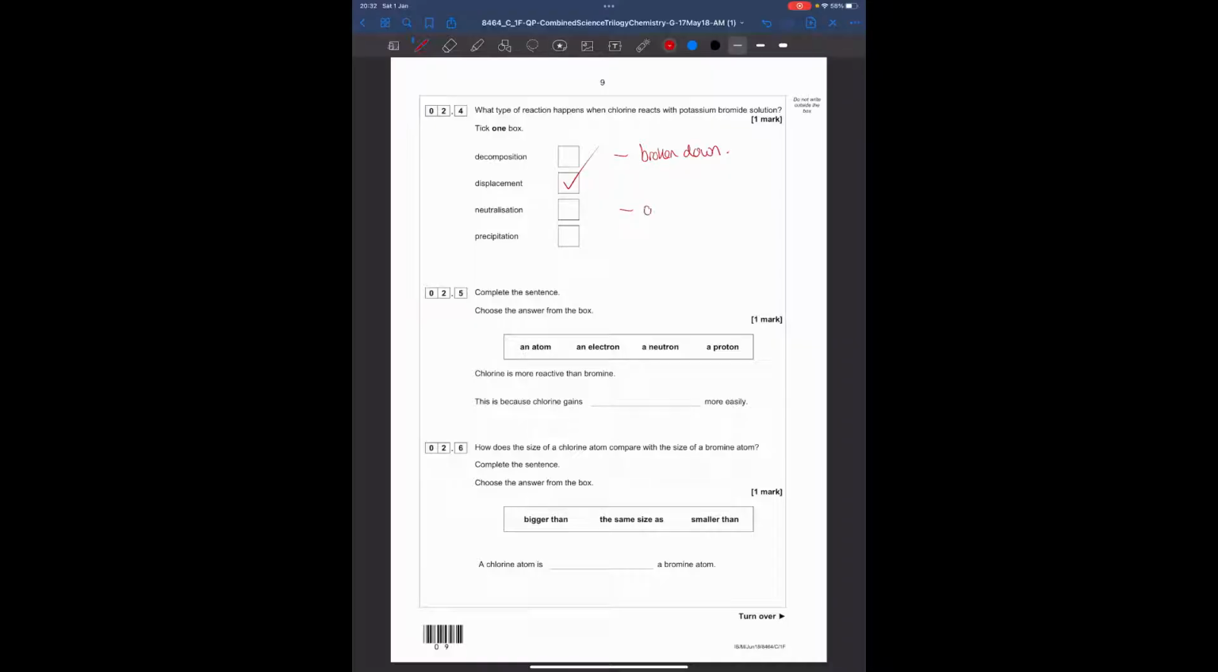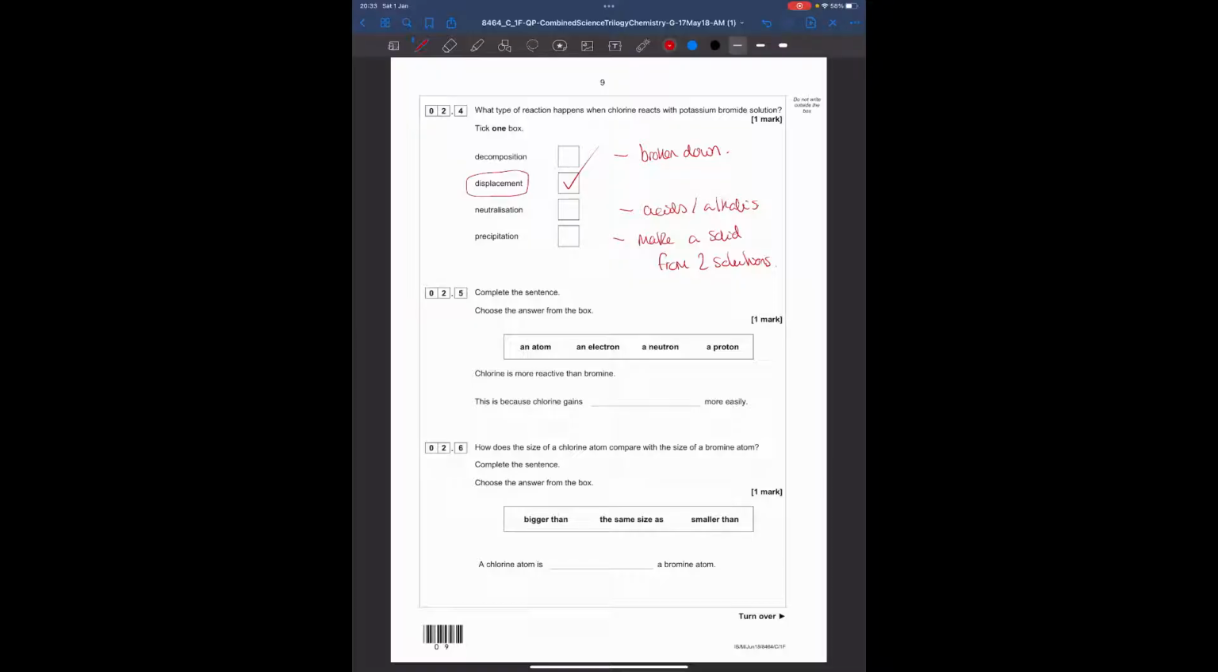Neutralization is to do with acids and alkalis. And precipitation is when you make a solid from 2 solutions. And we haven't got that happening in this equation. So, even if I didn't say it on the question before, you could have worked out by process of elimination, it is a displacement reaction.